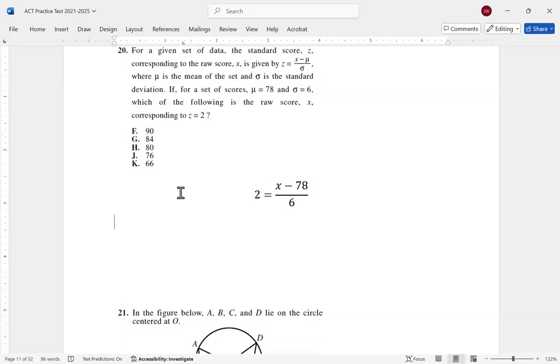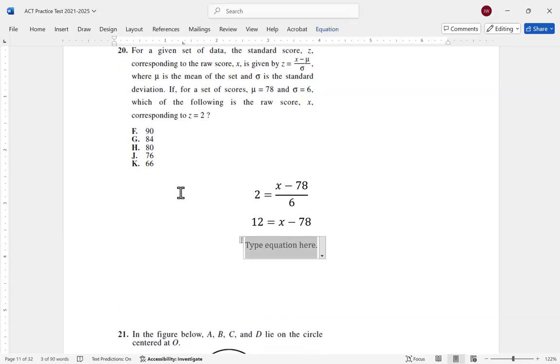Multiply both sides by 6, giving me 12 is equal to x minus 78. Then adding 78 to both sides gives me that the x value has to be 90. And therefore, the answer to question 20 is F.